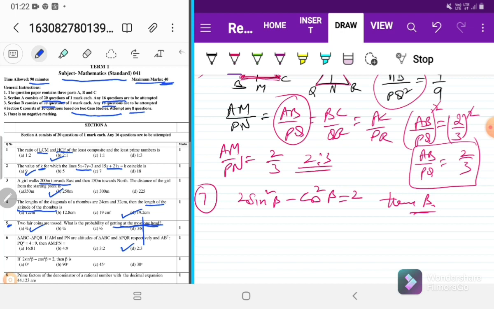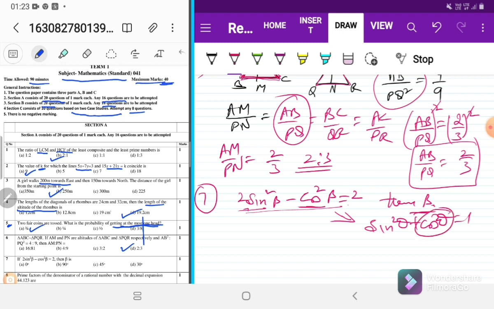So children, when this equation is given, and this one is sine and this is cos, you should convert either cos to sine or sine to cos. In one trigonometric ratio you have to write the full equation. So here I am converting this cos square beta. We know the identity sine square theta plus cos square theta is equal to 1.